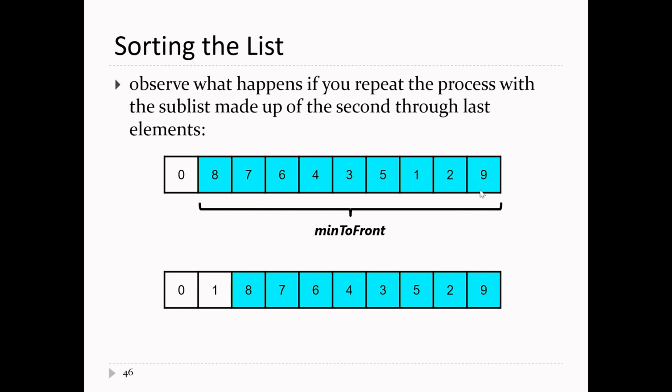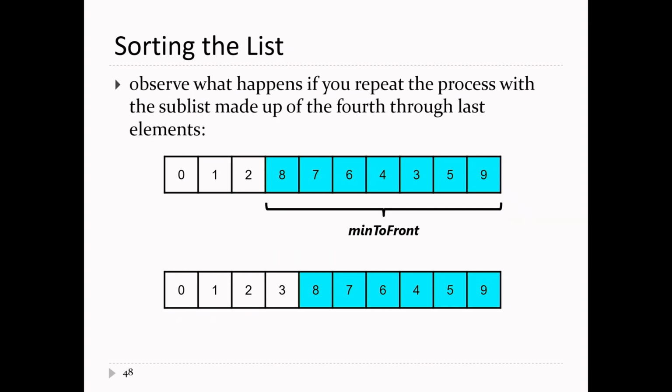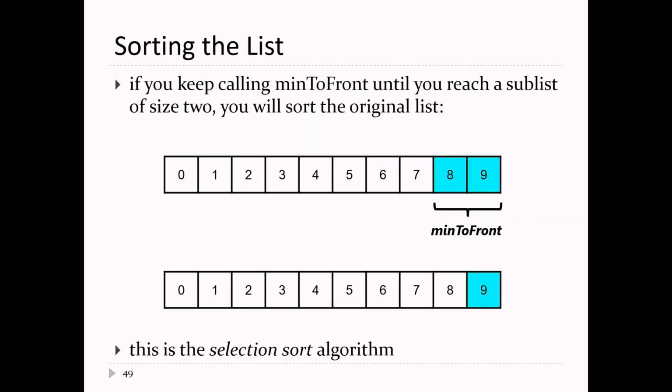Now what happens if I call min to front again on the blue list? Well, that's going to move the 1 to the front. So that moves the 1 to the front of the list, and we get 0 and 1. Now, what if we do that again? So I recursively call min to front on the rest of the list. Well, that moves the 2 to the front of the list. And now I've got the 0 and the 1 and the 2. And if I keep on going, you end up with a sorted list.